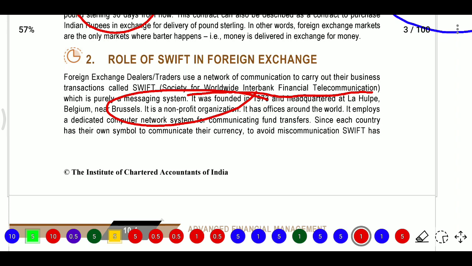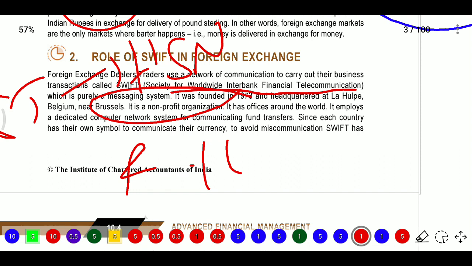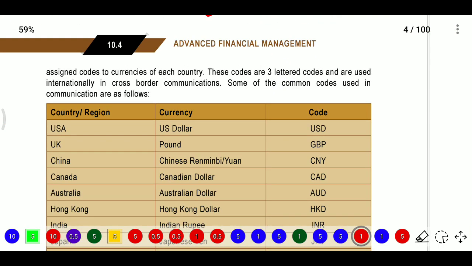Whenever you want to transfer funds, they will use the SWIFT code, just like in GST we have the HSN code. For fund transfers in foreign exchange we use the SWIFT code. To avoid miscommunication, SWIFT is useful. SWIFT assigns codes to the currency of each country. These are 3-letter codes used internationally for cross-border communication. Wherever you provide this code, they will understand what the currency is and what the reason is.